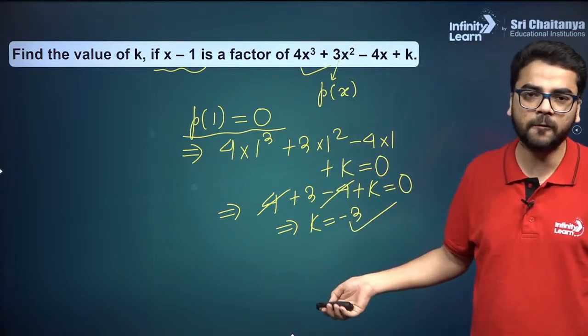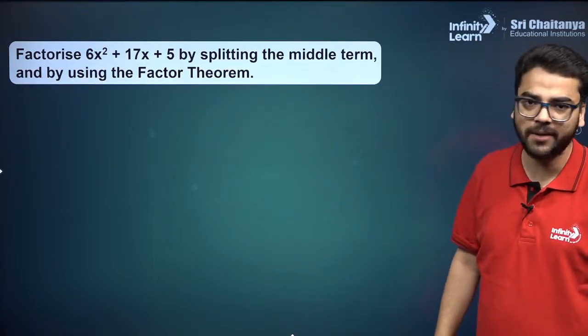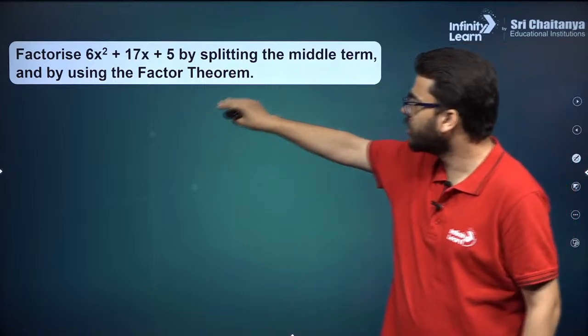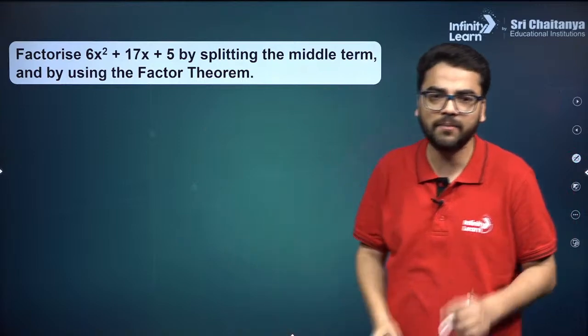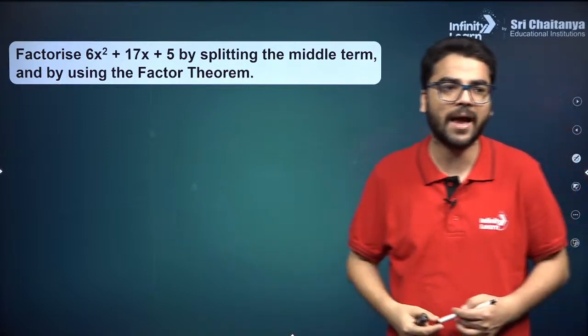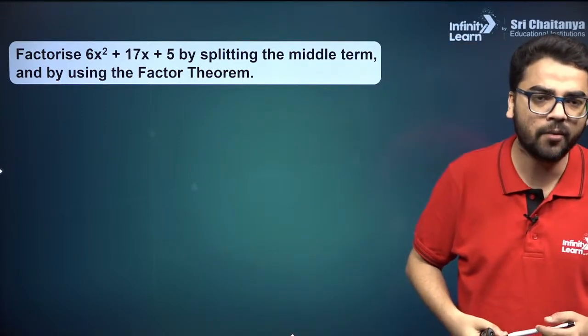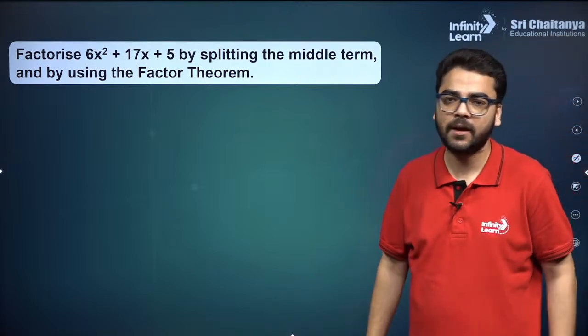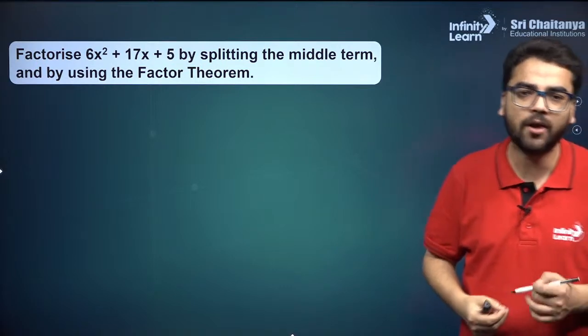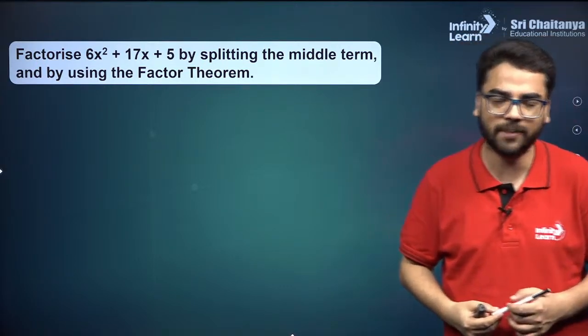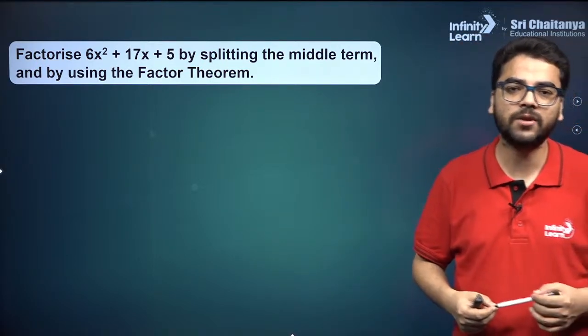Now let's do factorization of polynomials, right? You see you've got this question. We have to factorize this polynomial by splitting the middle term and by using the factor theorem as well. Hello Nawaj, I hope I'm pronouncing your name correctly. So you have to factorize this polynomial using splitting the middle term and also using the factor theorem. So try doing this and let me know the answer over here.